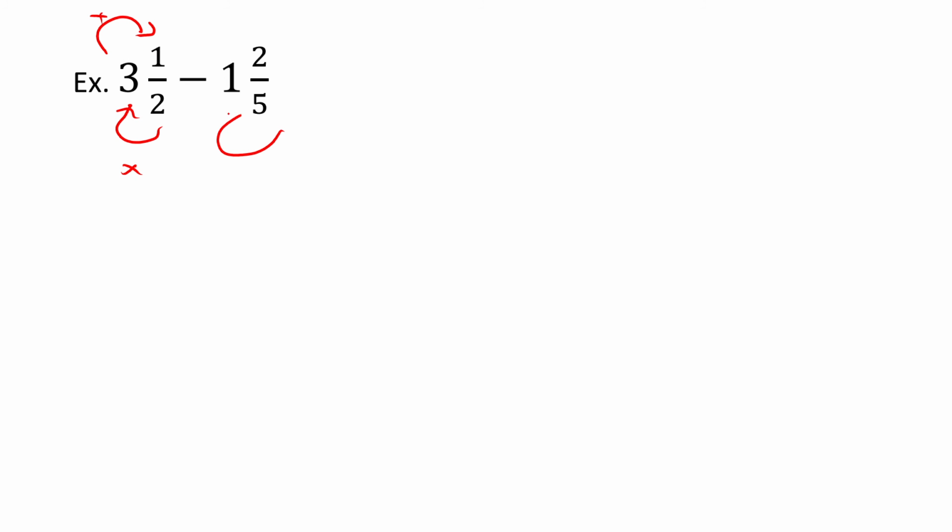Multiply and add. So 2 times 3 is 6 plus 1 is 7 over 2, minus 5 times 1 is 5 plus 2 is 7 over 5.